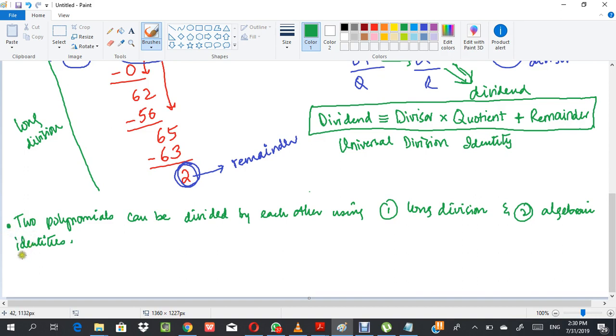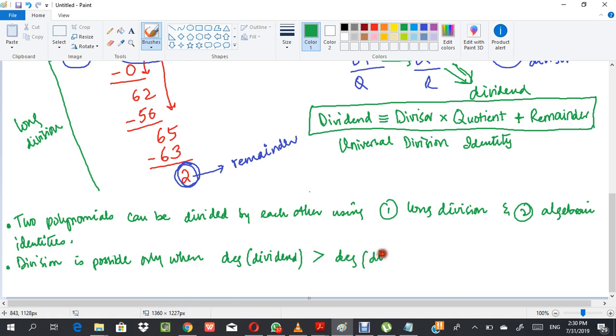The second very important thing about division of polynomials is that division of polynomials is possible only and only when the degree of the dividend is greater than the degree of the divisor. I'll just elaborate on this. So division is possible only when degree of the dividend is greater than the degree of the divisor. I hope this is clear.